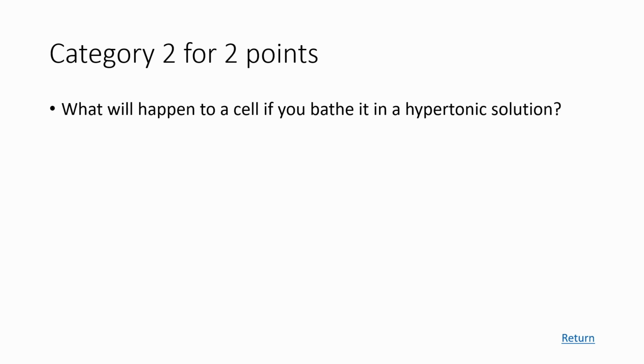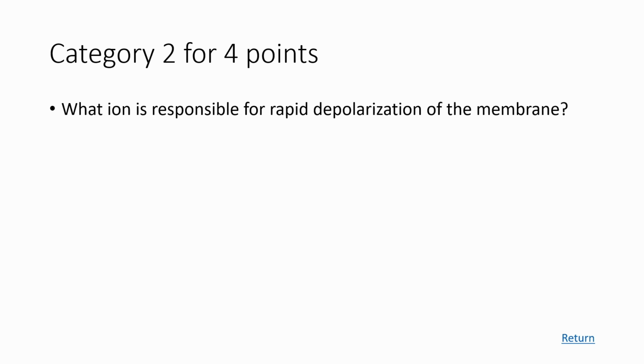What will happen to a cell if you bathe it in a hypertonic solution? What is a hypertonic solution? Higher solute than in the saline. So what percent is that? 0.9 and above. So 1%, 2% saline. Okay, so it's going to shrink. Very good. These are the type of questions. You're just going to have other responses that will trick you maybe. I don't know. Hopefully not.